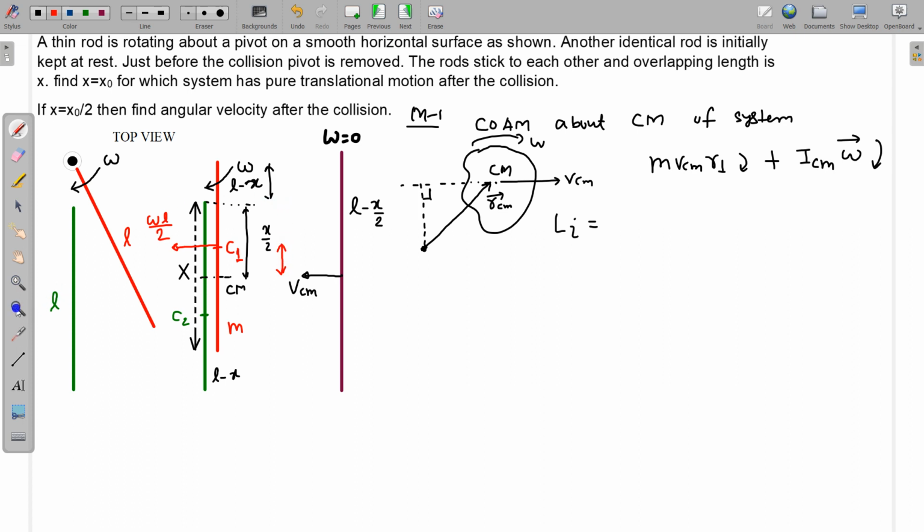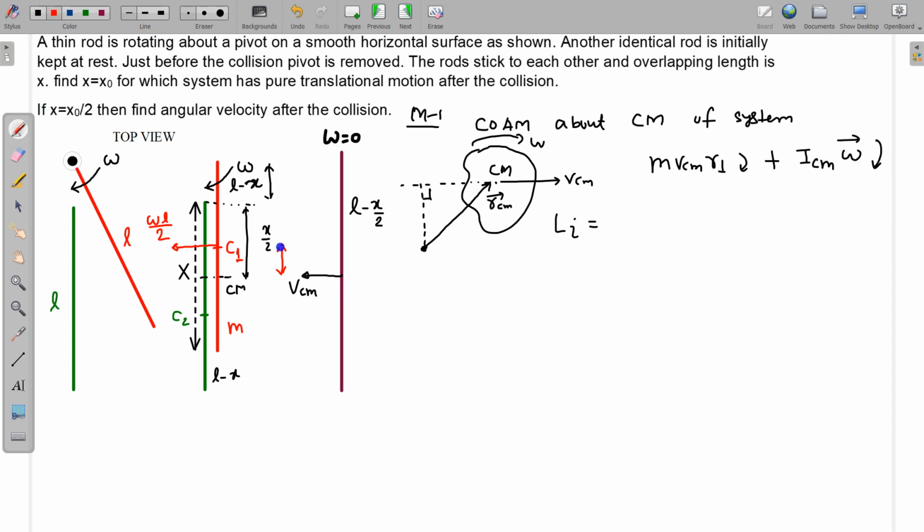This total distance from here to here, this is the center of mass of the system. I have written this distance as L minus x by 2. And this is the center of mass of this rod, so this is L by 2. So total is L minus x by 2, and this is L by 2, so just subtract these two distances.